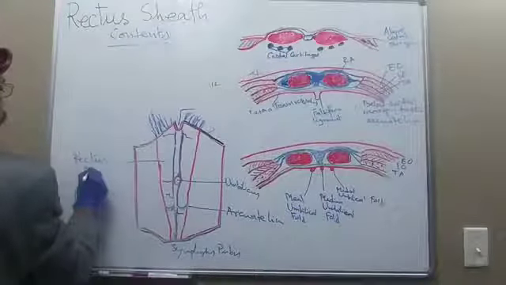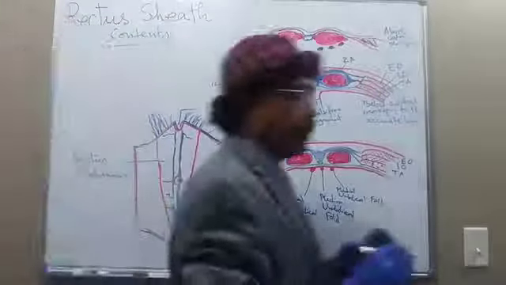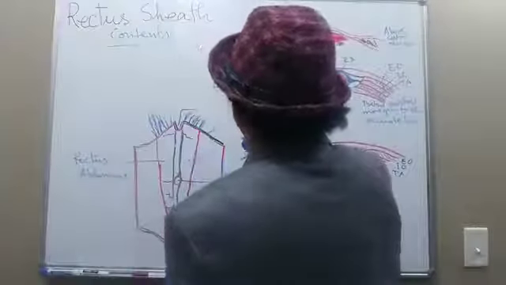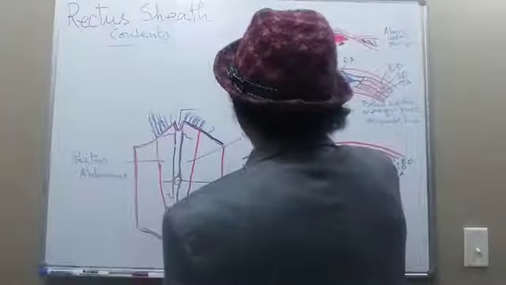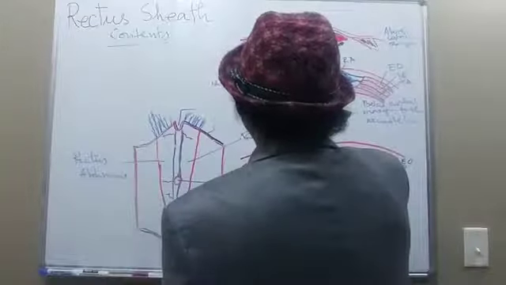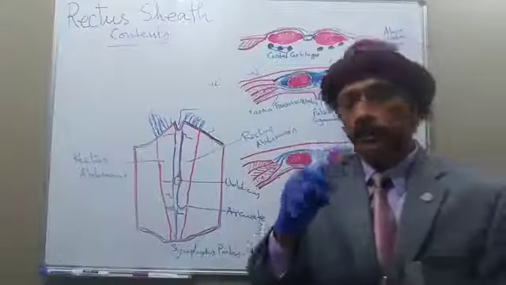Rectus abdominis muscle. Okay, we have another rectus abdominis muscle here. This is the rectus abdominis muscle. Its name is rectus, so its fibers should be straight.